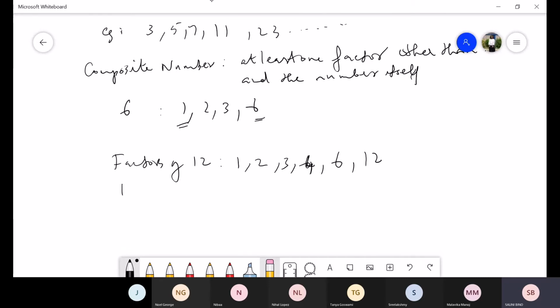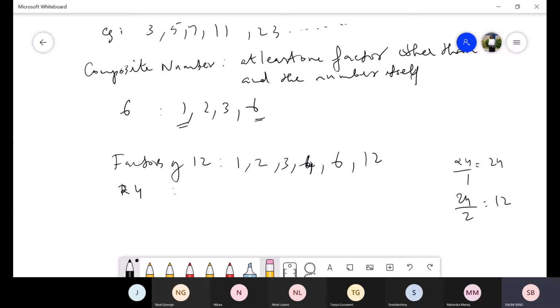For example, if I take 24, how will I write the factors? 24 divided by 1, you will get 24 itself. 24 by 2, you will get 12. So no remainders are there. So the meaning of factor is if a number divides another number exactly, that means without any remainder, then we can call the number which divides the factor of the number.